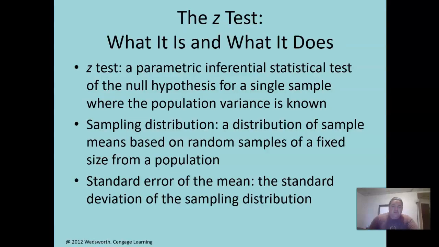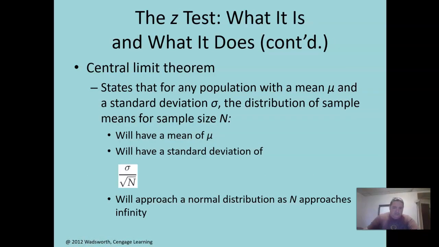What the z-test is and what it does. The z-test is a parametric inferential statistic test of the null hypothesis for a single sample where the population variance is known. It's going to rely on the sampling distribution. That's one of the requirements: a distribution of sample means based on random samples of a fixed size from a population, and that's the key point there, fixed size. And the standard error of the mean is the standard deviation of the sampling distribution. This will make a little bit more sense, hopefully, as we go along.